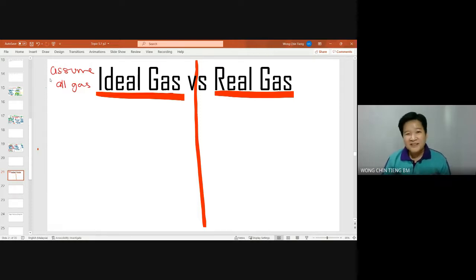So, we are going to compare this. What makes them biggest different, ada 4 benda je yang kamu kena ingat. What is the condition for ideal gas?